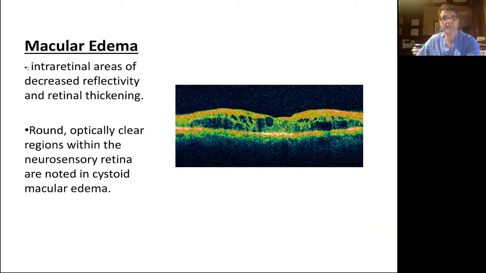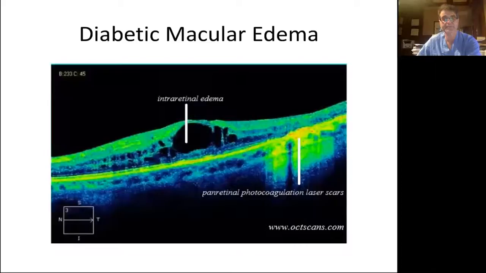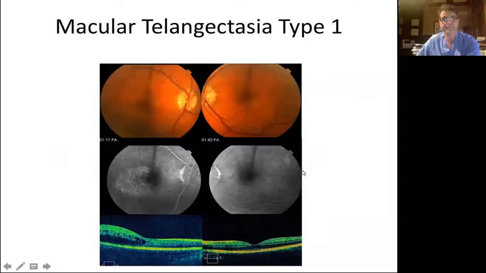Macular edema is often denoted by intraretinal areas of decreased reflectivity and retinal thickening. There are round, optically clear regions within the neurosensory retina, which is quite apparent on this cross-section. This is a typical case of macular edema with cystoid features. Again, another case of macular edema. This one just happens to be diabetic macular edema, and we can see that there is atrophy related to these prior laser scars.